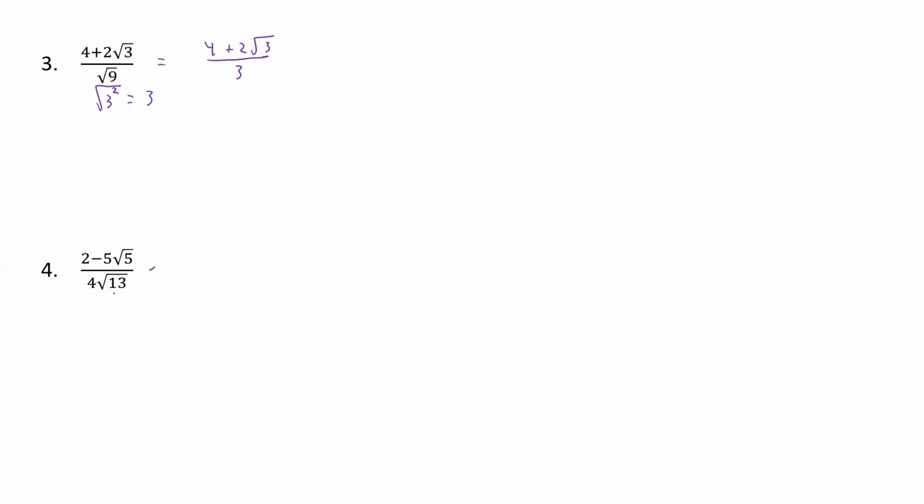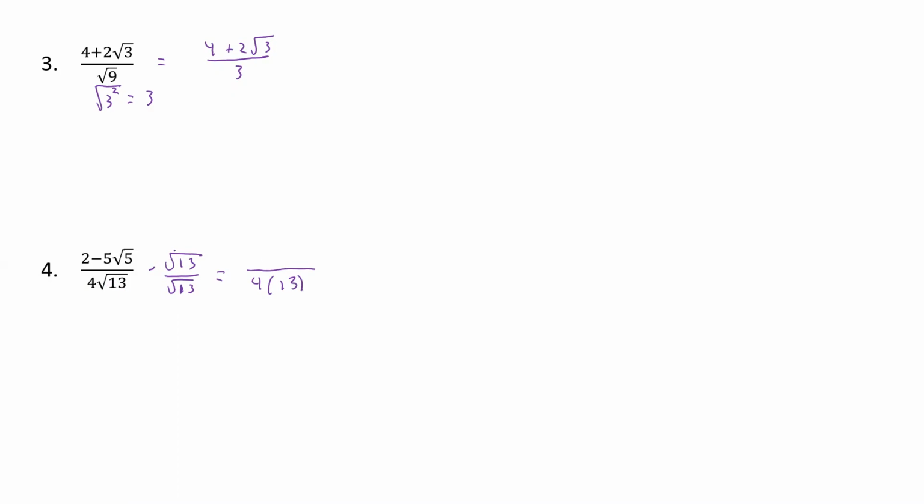What about this one? Here we have the square root of 13. Well, 13 is a prime number, so what we're going to have to do is multiply by the square root of 13 over the square root of 13. Okay. So the denominator, that gives us 4, and the square root of 13 times the square root of 13 just gives us 13, because that'll give us 13 squared, and the square root of that is just 13, and so that's our denominator.